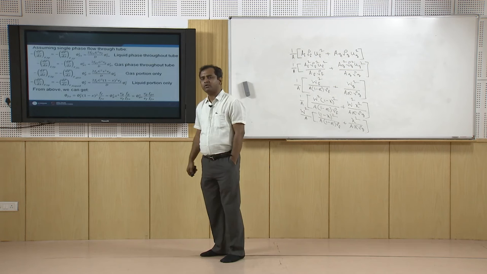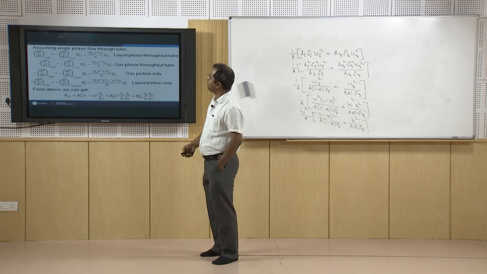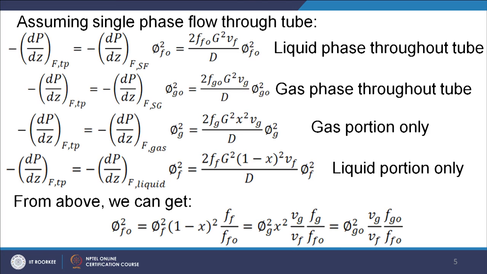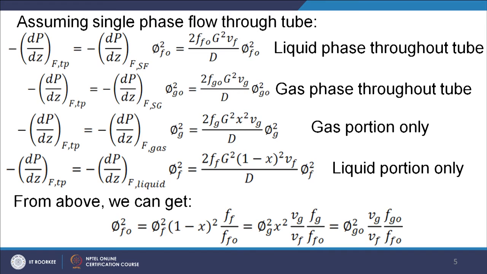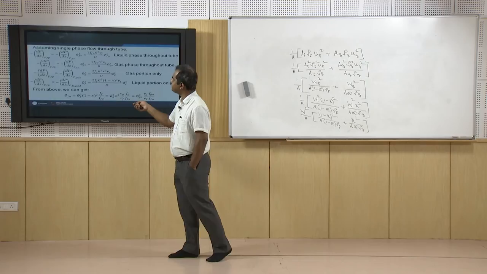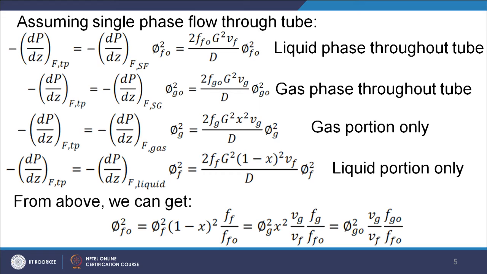So, already we know that the frictional pressure drop can be written as minus del p del z, frictional, for two phase. Now, there are four different situations we can assume. We can assume that in place of the two phase inside the pipeline, only single phase flow is occurring, SF means single phase fluid flow, and we can calculate the value of the friction factor considering the single phase fluid flow, and then multiply with a parameter which is phi FO square. Now, FO symbolizes fluid only. So, the two phase pressure drop we can calculate using the single phase liquid only or fluid only pressure drop multiplied by a parameter which is phi FO square.